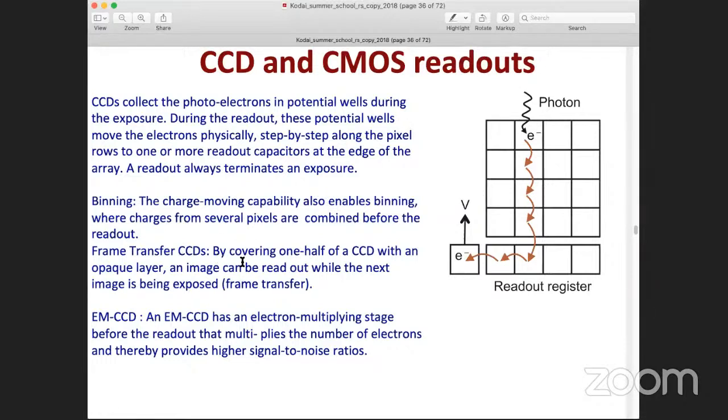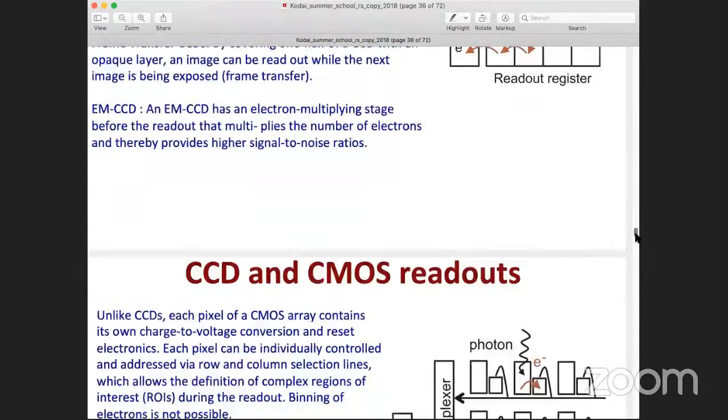There are different kinds of CCD, such as the frame transfer CCD, where by covering one half of the CCD with an opaque layer, an image can be read out while the next image is being exposed. In applications where we need a very high frame rate, we can read one image whereas the next image is getting exposed, so we can use frame transfer. Also, EMCCD has an electron multiplying stage before the readout, which multiplies the number of electrons, thereby providing a high signal to noise ratio. In some applications we use EMCCD.